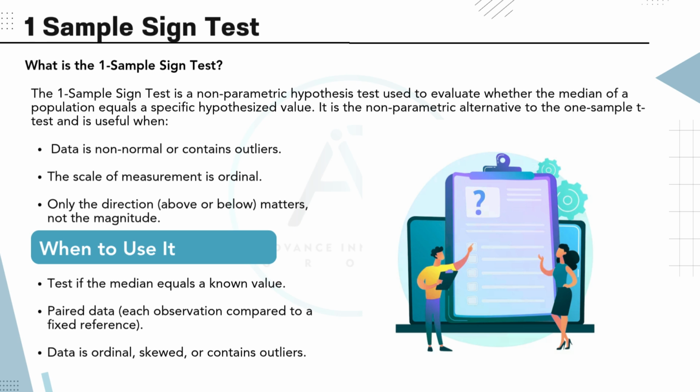You're working with paired data, each observation compared against a fixed reference. The data is ordinal, skewed, or contains outliers that make parametric assumptions invalid. This test is especially helpful in business situations where responses are ranked or subjective, like customer satisfaction surveys. Or the data doesn't follow the ideal bell curve, which is often the case in real-world process data. This makes the one-sample sign test a robust alternative when you can't use a t-test due to assumption violations.